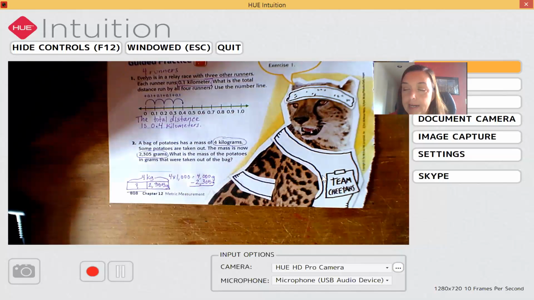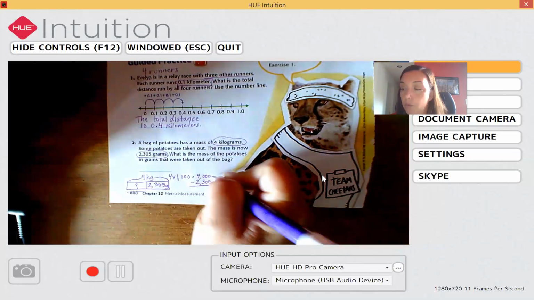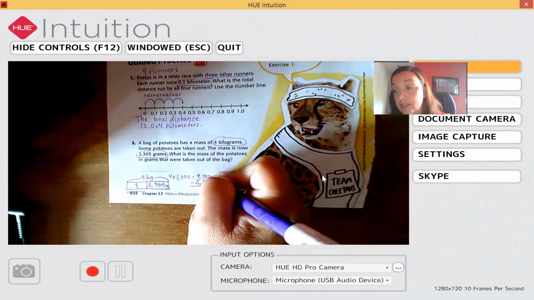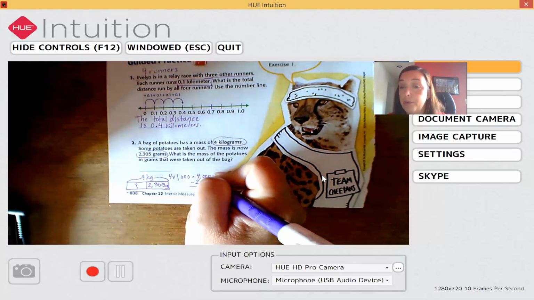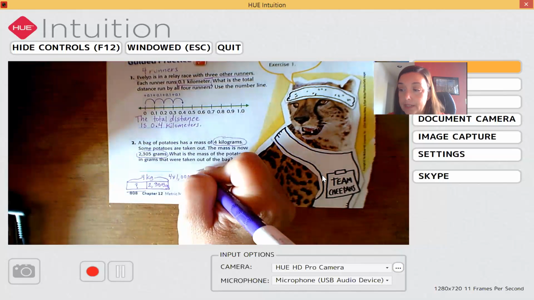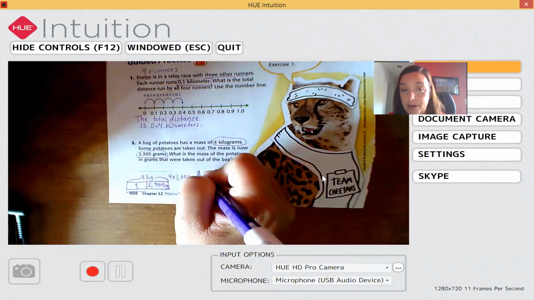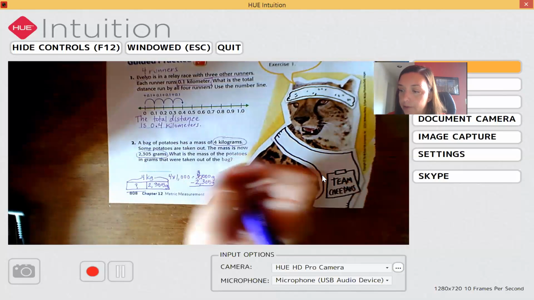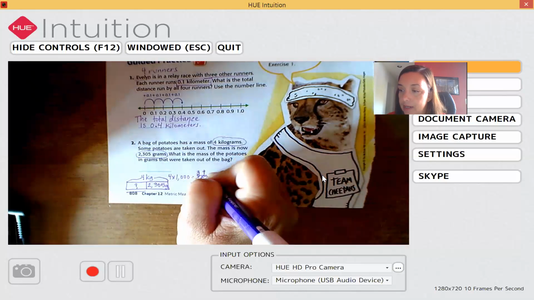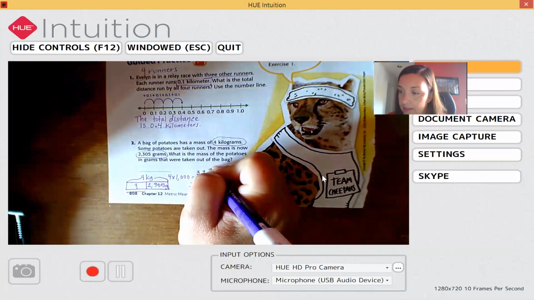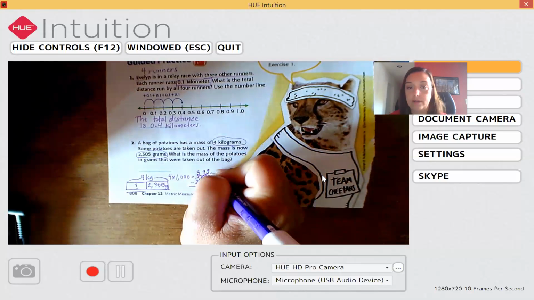So I cannot subtract 5 ones from 0 ones, and I cannot regroup from the tens because they're 0, and I cannot regroup from the hundreds because that's 0 also. So I'm gonna take 1,000. So now I'm gonna have 3,000s, and that's gonna give me 10 hundreds. I'm gonna take one of those hundreds, that leaves me 9, and that's gonna give me 10 tens. Then I'm gonna take one of those 10s, that'll leave me 9 tens, and that's gonna give me 10 ones.